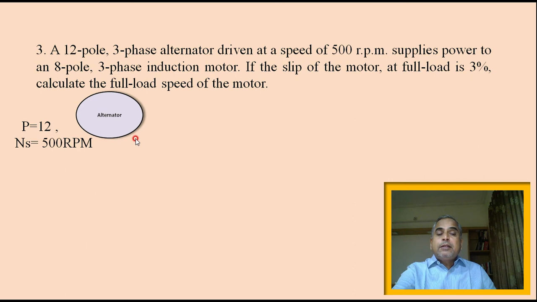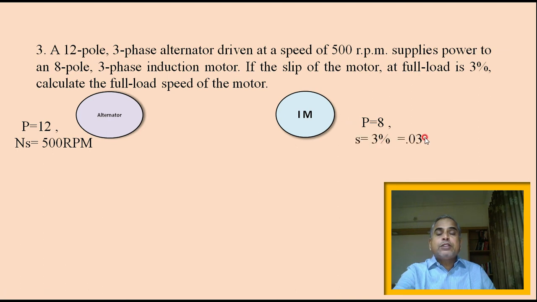Then this alternator is connected to a 3-phase induction motor. The supply to this 3-phase induction motor is fed from the 3-phase alternator. So what are the data given for the induction motor? P is equal to 8 and its slip is 3%, that is equal to 0.03. These are the data given for the induction motor and the alternator.